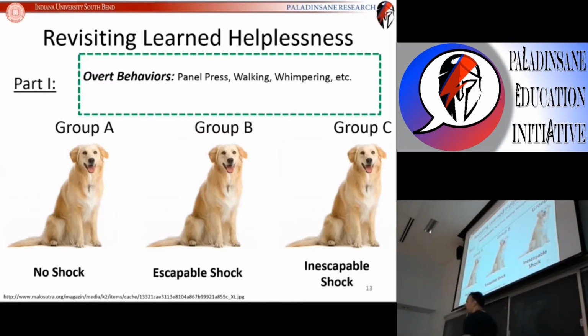What about some covert behaviors? And this is pure speculation, but what might have been some of the covert behaviors?